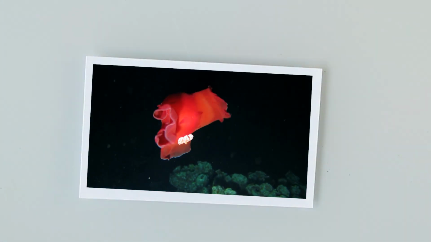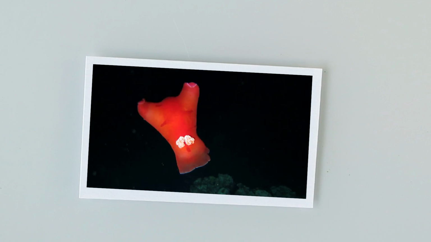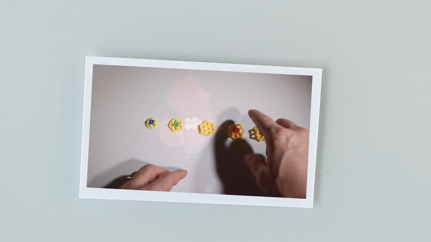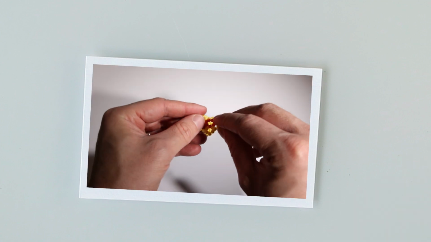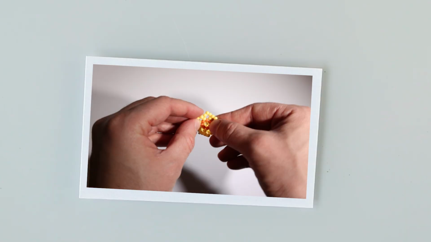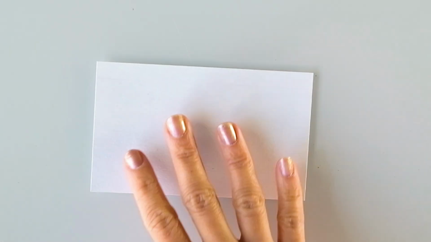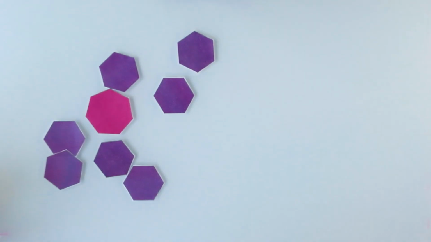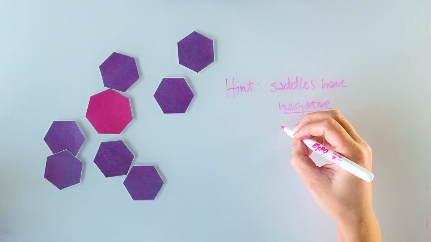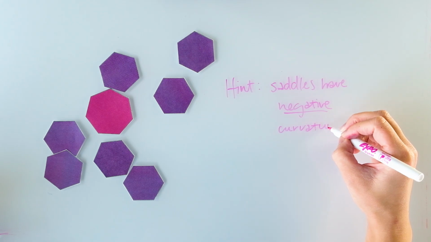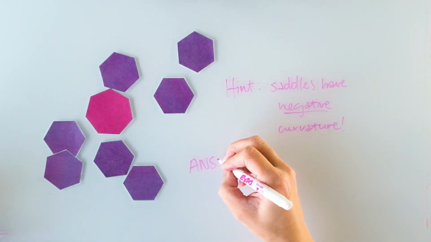Some creatures, like this nudibranch, use their frills to swim. And when you make saddle surfaces out of tiles or beads, their edges can also be flexible and wave around. It's your turn. Can you make a saddle from these pieces? Here's another hint. Saddles have negative curvature. So pause the video and give it a try.